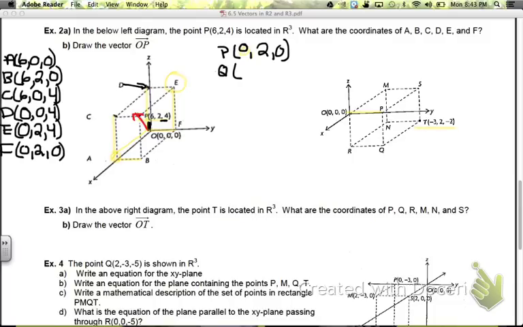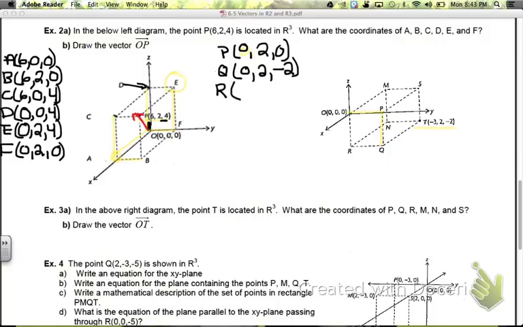Now point Q. Point Q is down below. However, my origin is right at the front of my shape here, and Q is right at the front. So I don't need to move at all on my x-axis, so I have 0. I do, however, need to move on my y-axis, so that would bring me over to point P, so 2. And then I need to move down to Q. When I move down to Q, that is -2 on my z-axis.